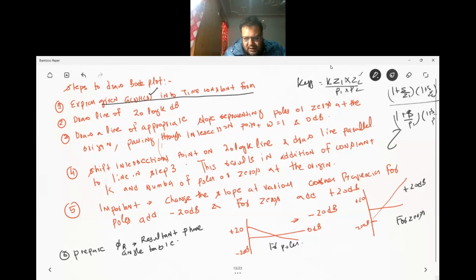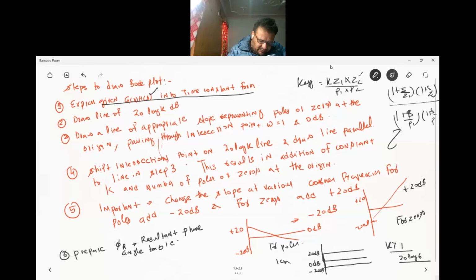Whatever the value of K is, in most cases K is positive, so you have a 0 dB line over here. Just take 1 centimeter equal to 20 dB. Draw this as 20 dB over here, and below 0 dB the line will be minus 20 dB. Now suppose you have to draw 20 log 6. If you put 20 log 6 in the calculator, you get an answer of 15.56 dB. So you need to draw this line first. This line would be constant throughout.